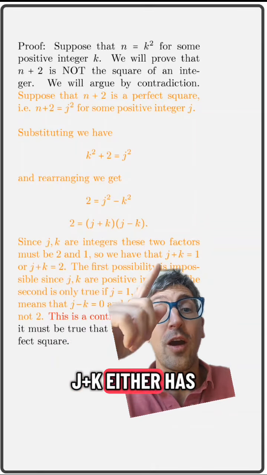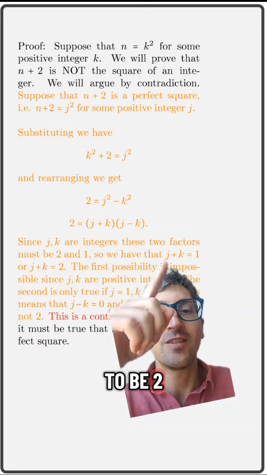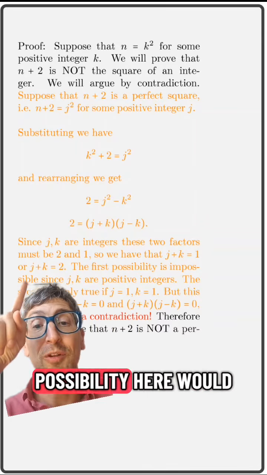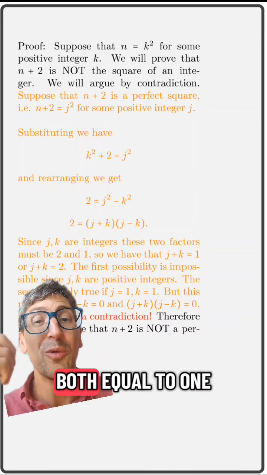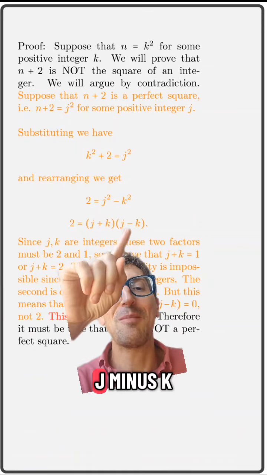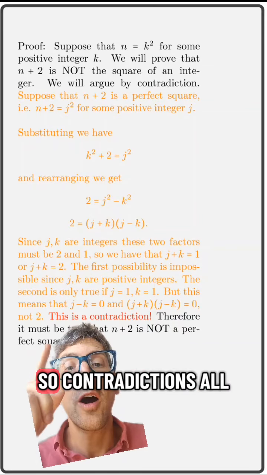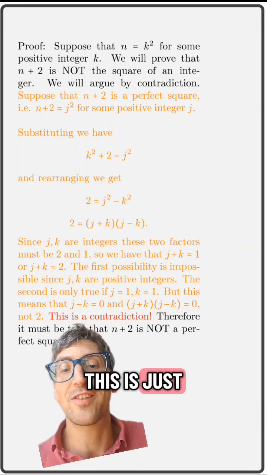j plus k either has to be 1 or it has to be 2. j and k both can't be positive integers if they add up to 1. And the only possibility here would be that j and k are both equal to 1. But then that would mean that j minus k would be equal to 0, and that's not going to multiply to give us 2. So contradictions all over the place. This is just not going to be possible.